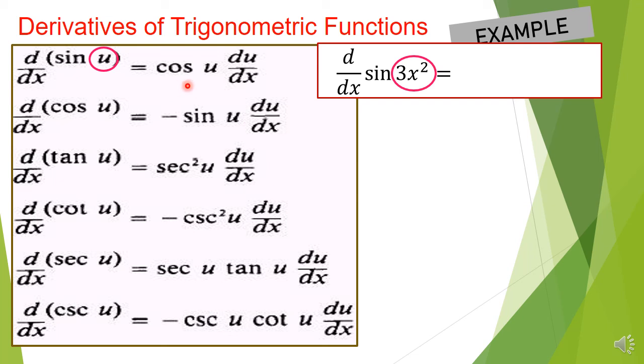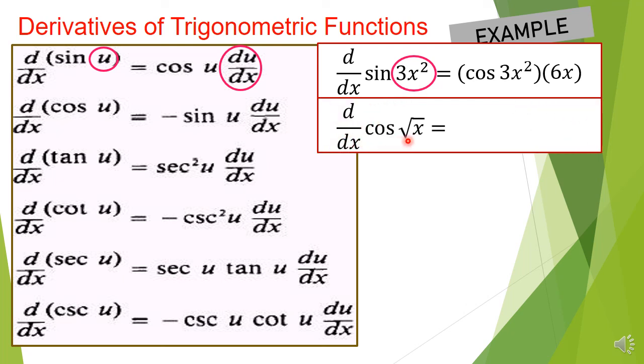We just have to copy it first here. So, may exposure ulit, see, 3x squared. So, that's cosine 3x squared. But this time, we have this extra factor. What is the derivative of this u with respect to x? So, that's why we need to take note of this angle here. Derivative is 6x. So, that's it. That product is the derivative of sine 3x squared. Okay?